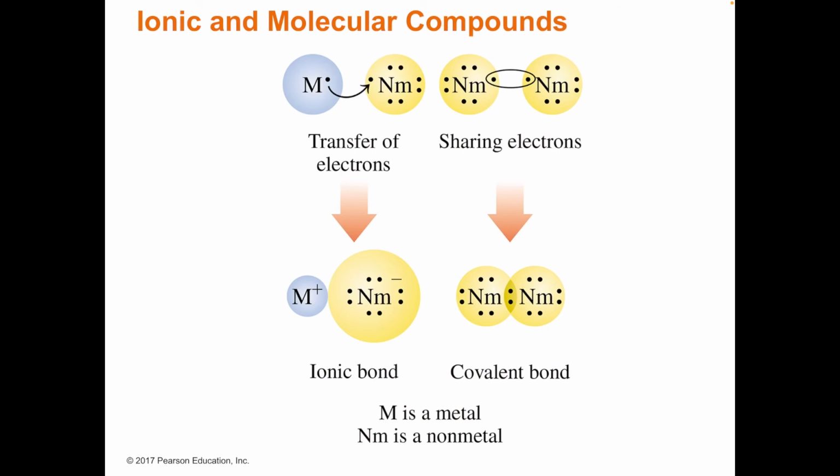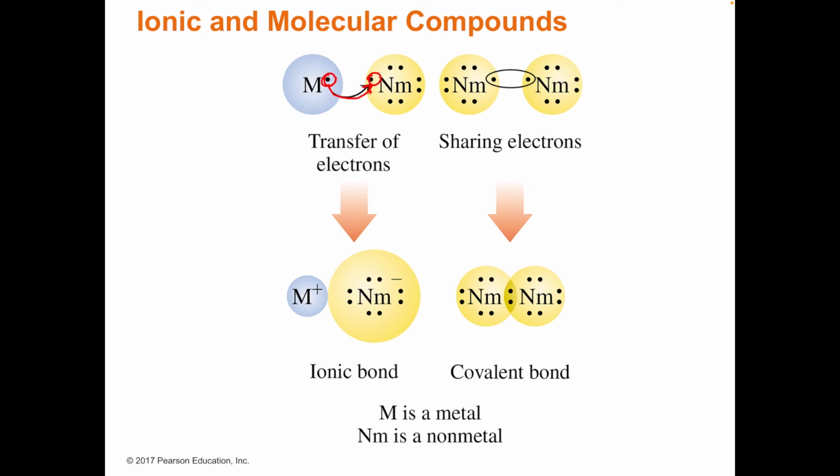So in an ionic bond, we are getting a transfer of electrons. This metal, right, we're going to say M stands for metal. This metal is going to transfer its electrons to the nonmetal over here, which we're saying is Nm. And when we transfer that electron, right, that metal has lost an electron, giving it a positive charge. And the nonmetal has gained an electron, giving it a negative charge. And that positive is attracted to that negative, and in that attraction, we will form an ionic bond.